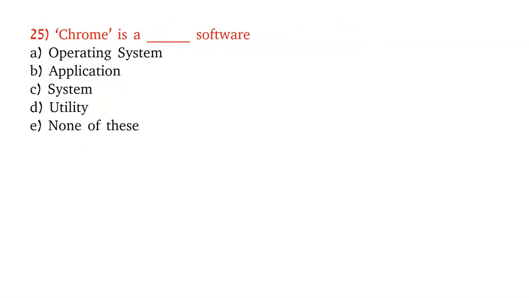Next question. Chrome is a dash software. A. Operating system. B. Application. C. System. D. Utility. E. None of these. The correct answer is B. Application.